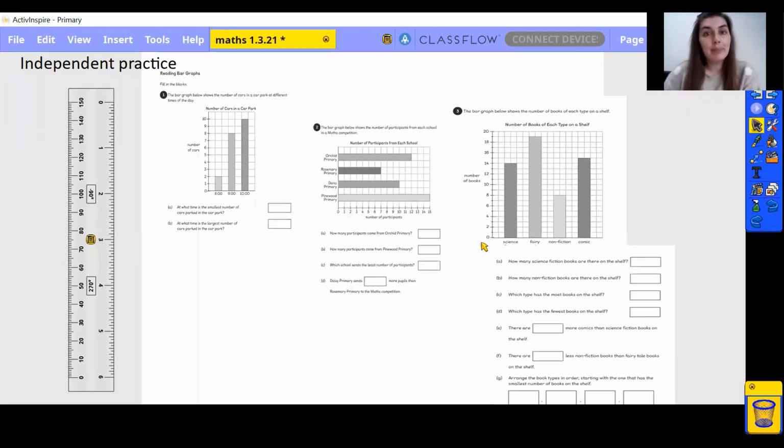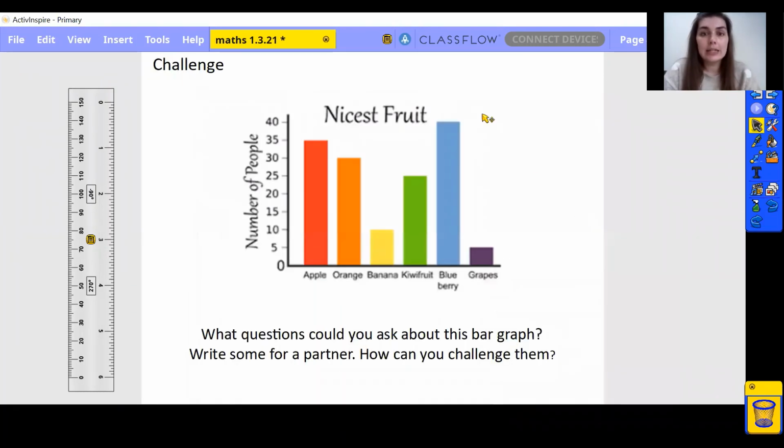Okay, so now you've had a practice at reading some bar graphs, you are going to have a go at doing this independently to answer the questions. Your independent practice activities look a bit like this. Once you have completed these, you can then move on to today's challenge. Today's challenge is this bar graph here, and your job is to write some questions about this bar graph, and hopefully someone at home can answer them using the bar graph to help them. Think about how you can challenge them.